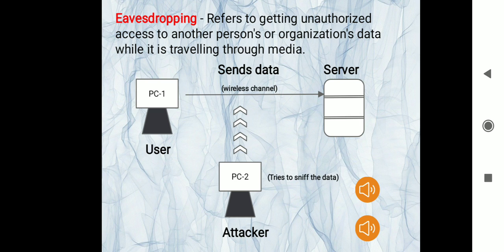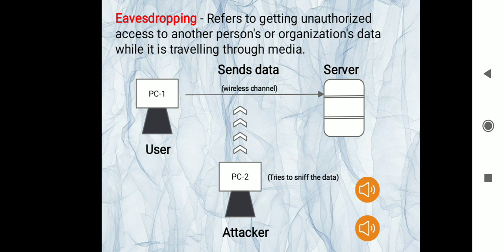The next type of threat is the eavesdropping attack. Eavesdropping attack is also known as sniffing attack. This type of attack generally occurs in an unsecured network.